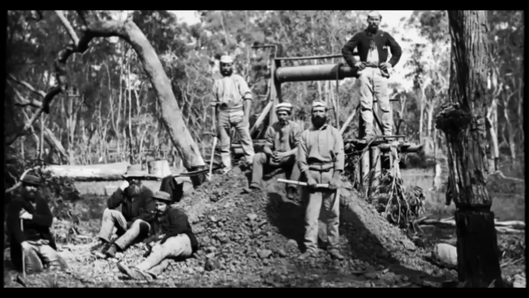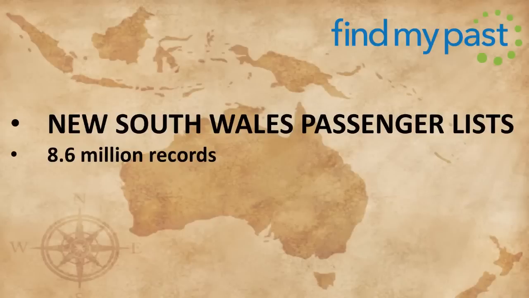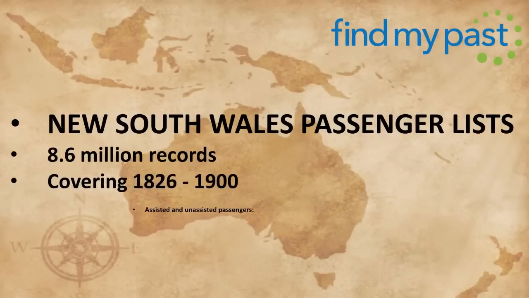Additionally, you may be able to uncover their occupation, marital status, and the image may also provide further details on any other family members they may have been travelling with. If you're looking for ancestors travelling around Australia, this may be where you find them. The New South Wales Passenger List has 8.6 million records, covering 1826 through to 1900, and includes both assisted and non-assisted passengers.